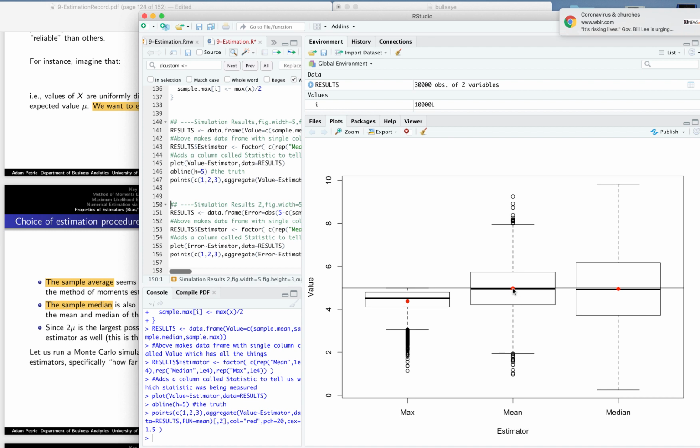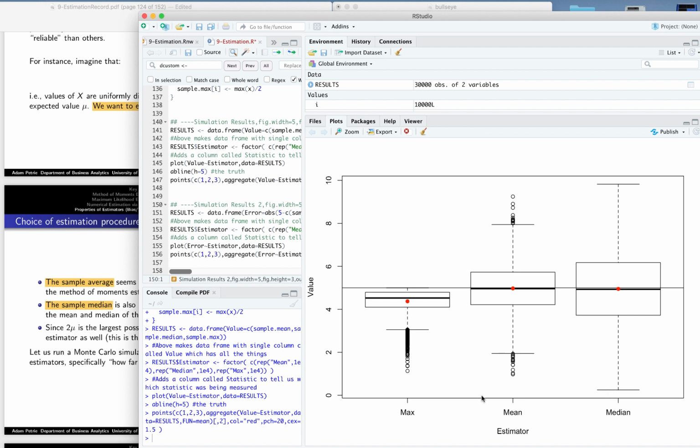Now, the median is also unbiased. Sometimes it's a little bit too high, sometimes a little bit too low, but on average, where this red dot is, we're landing right where we want to be at a value of 5. So the mean and the median are what we call unbiased estimators. On average, at least, they hit it right on the nose. An individual sample might be a little bit too high, might be a little bit too low, but on average, right on the nose.